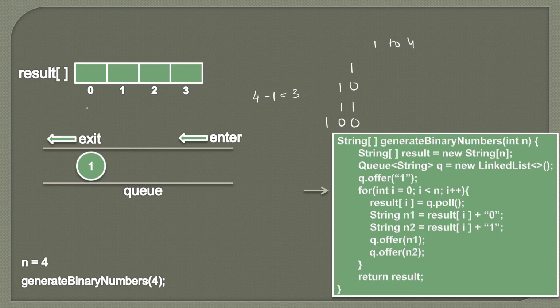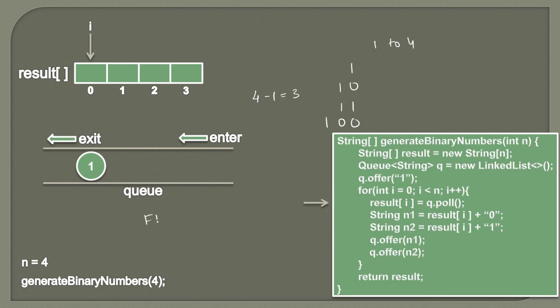So I will start from the 0 index, and as we discussed, we already know the first element. So we simply poll the element from the queue and provide it into the result array like this at index I. When we poll the queue, it only has one element. So 1 was entered first, so this will be the only element to exit first.